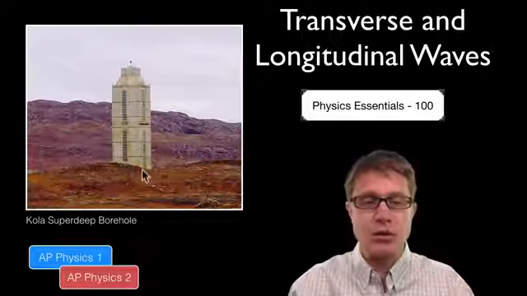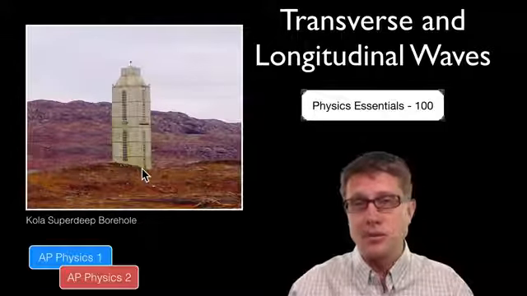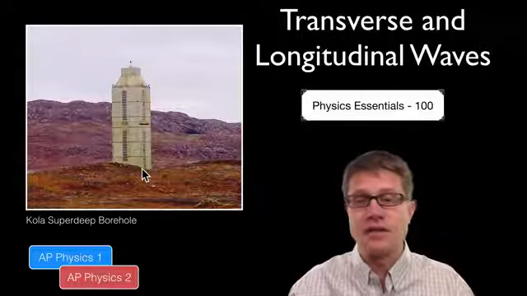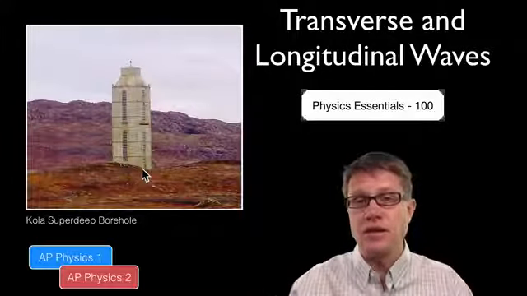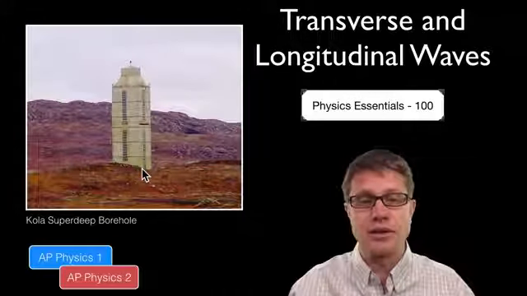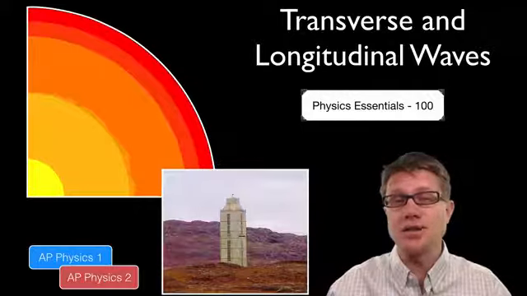And this is the Kola Super Deep Borehole. It's a covering over the deepest hole that humans have ever dug. The Soviets did this in the 1970s. They got around 40,000 feet below the surface of the Earth. It got incredibly hot. They couldn't keep drilling, but it's really deep. If we were to look at the Earth, however, that's barely scratching the crust.